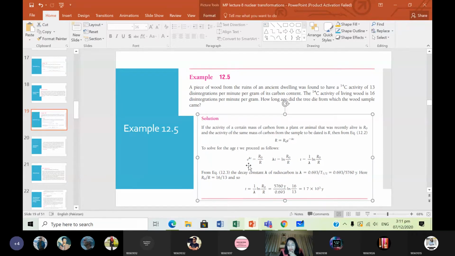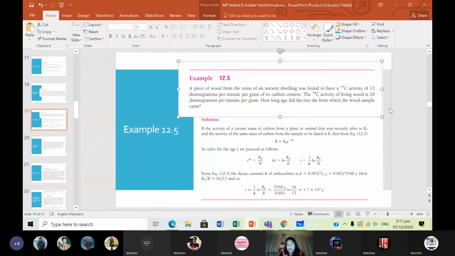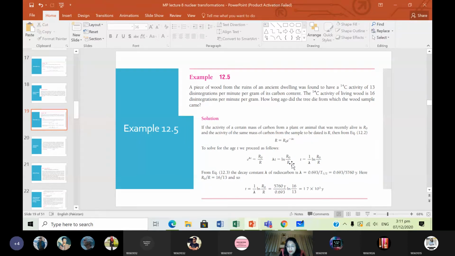Then over here, we know that R equals R naught e to the power minus lambda t. We have R and R naught, and we know what the values are. R naught is the initial disintegration rate, which is 16 decays per minute per gram of living wood, what it was previously. And R here is 13, which is the current value of its activity.